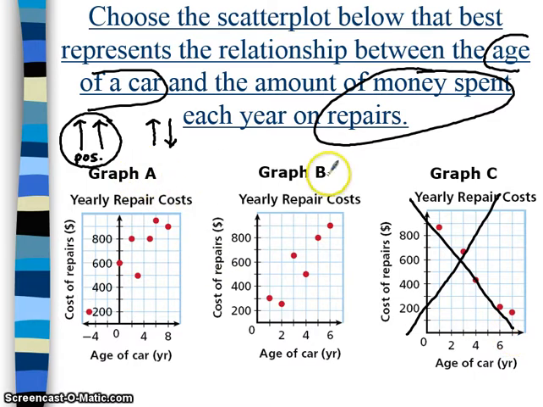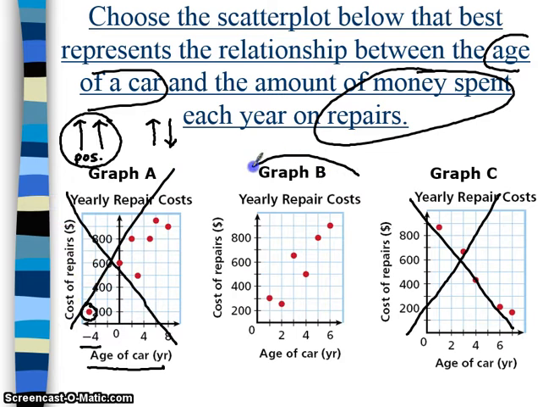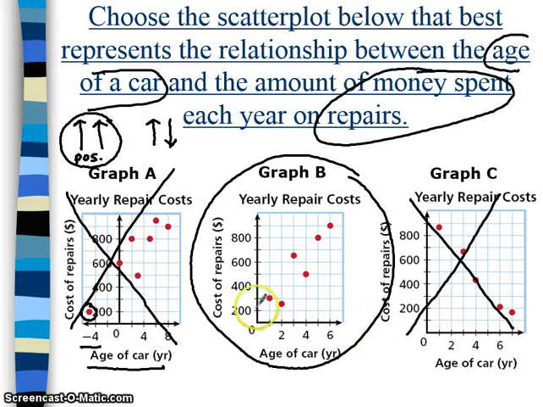Now, we're looking at both graph A and graph B because they have a positive correlation. We can see that graph A occurs in both quadrants 1 and quadrants 2, whereas graph B only occurs in quadrant 1. We can see that this graph A has quadrant 2 because of this point right here. Can an age of a car be -4? Can a car be -4 years old? No. So it can't be graph A. The only graph that makes sense for this situation is graph B, because the older the car gets, the more the repairs will be. And we see that positive relationship there, occurring only in quadrant 1.